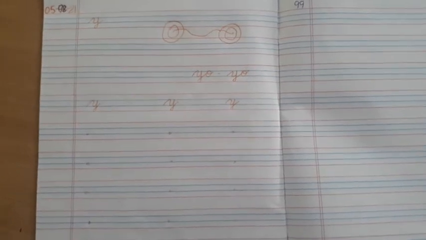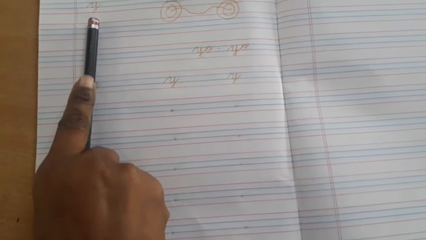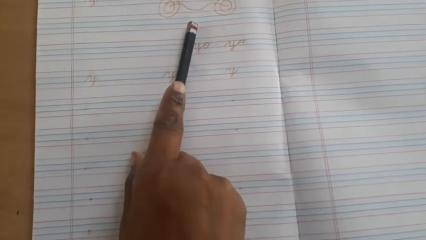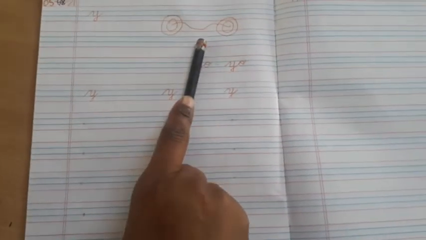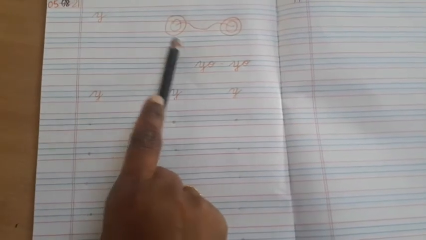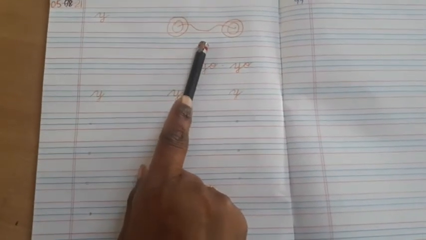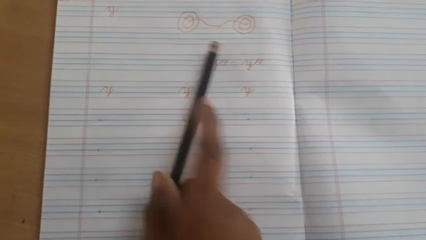So students, see this. This is your English notebook. This is small cursive letter Y. Here I have drawn a picture of yo-yo. You can draw any picture related to letter Y. Y for yo-yo, Y for yellow color, Y for yacht.